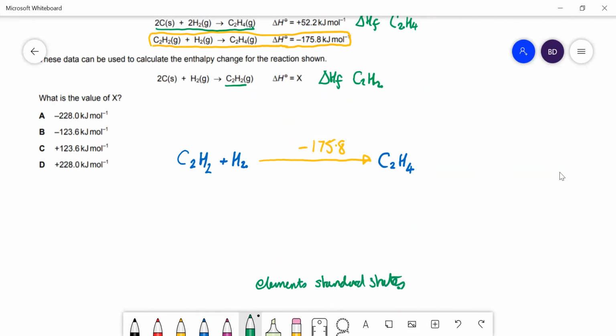Okay, in this case we have got the elements that are carbon, and we've got hydrogen. And if we were given delta HF values, well, we're going to put the arrows up. That green arrow, we're forming 1 mole of C2H2 ethine. That red arrow, we're forming 1 mole of C2H4. Okay, so let's put the numbers in there.